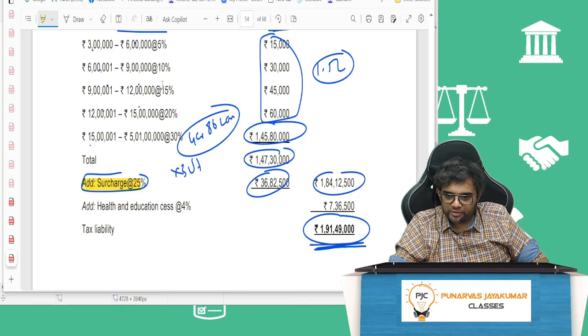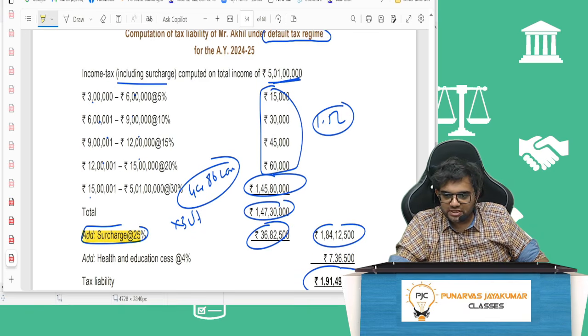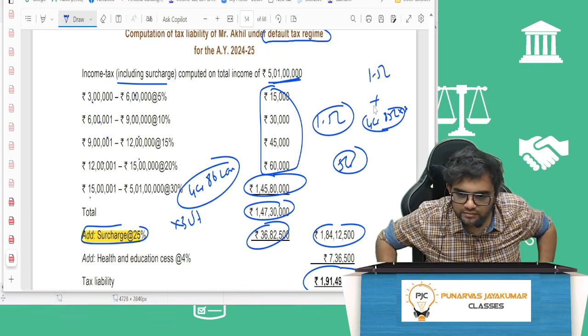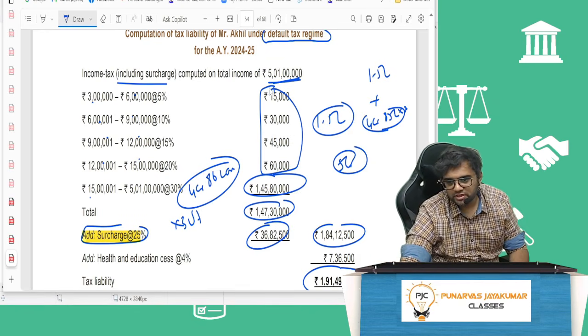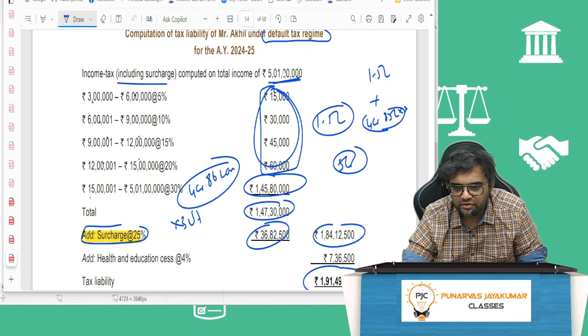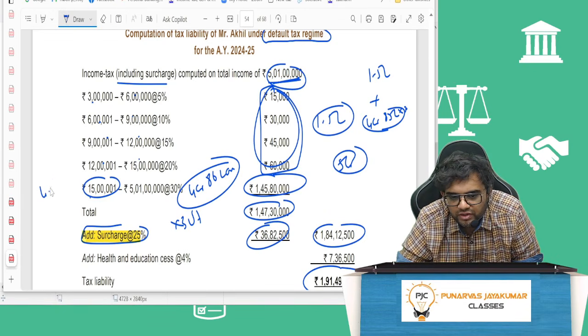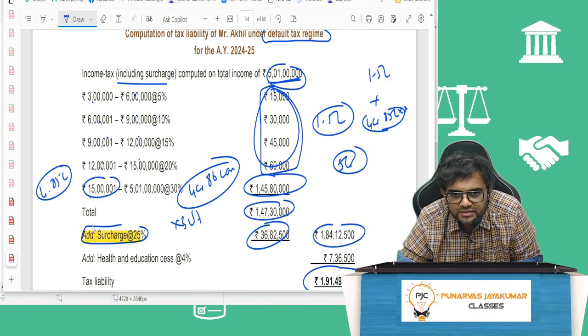Even if you were to compute, for example, let's say the nearest slab is 5 crore. On 5 crore, what will it be? 1,50,000 plus 4 crore 85 lakhs. How much is 4 crore 85 lakhs tax? 30% of 4.85 crores. Calculate and tell me. All this put together 1.5 lakh, okay. I'm taking only 5 crore. So 15 lakh to 5 crore is 4 crore 85 lakhs. How much is the tax?